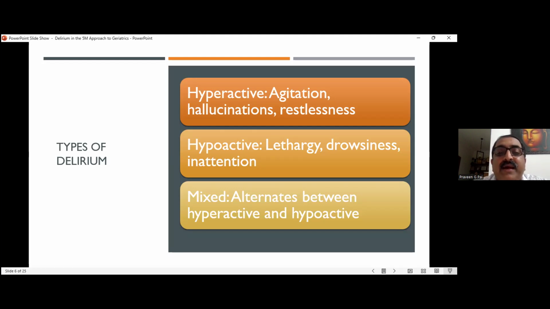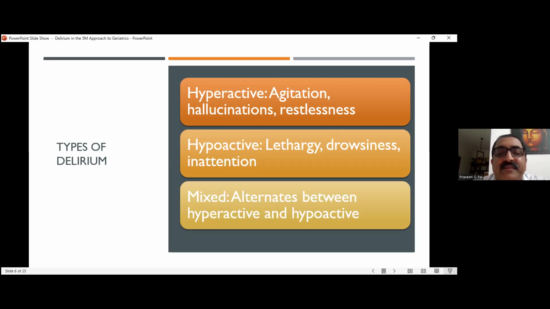Then second would be hypoactive. It's the exact opposite of hyperactive. The person will be very lethargic all the time. A lot of inattention would be there. Not actually looking at your face or responding. It looks like a long-standing drowsiness. But again, sometimes he may be drowsy, sometimes not drowsy. There is a waxing and waning of cognitive status. So that is hypoactive.